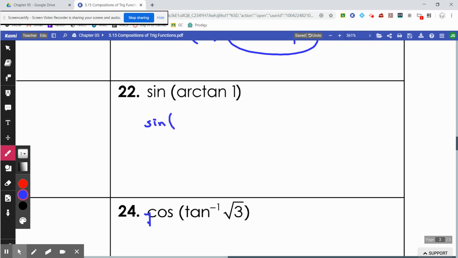The inverse tangent of 1, the tangent of what angle is 1? That would be a 45-degree angle since it's a positive 1. And again, that answer needs to be between negative 90 and positive 90 since it's arctan. And the sine of 45 is root 2 over 2.